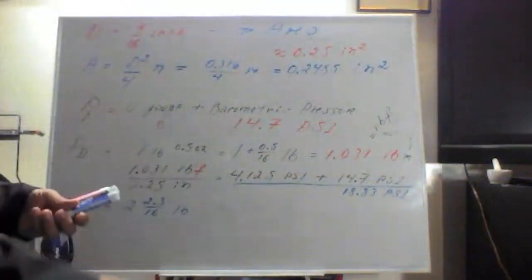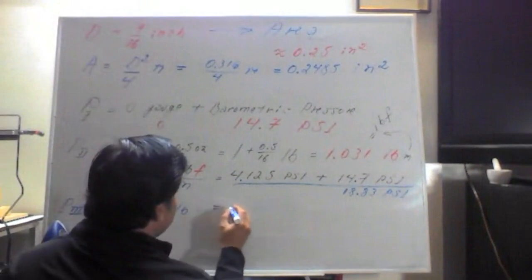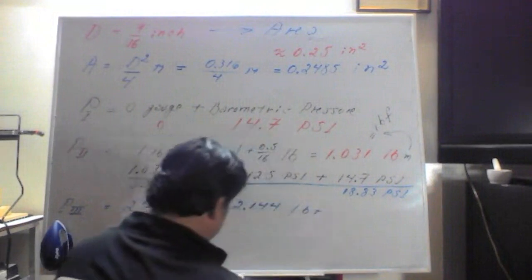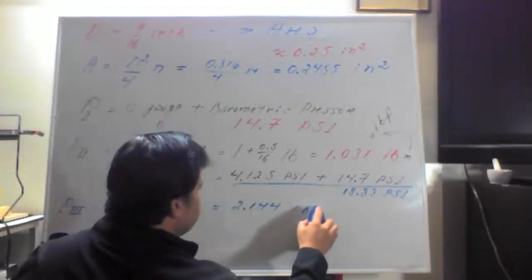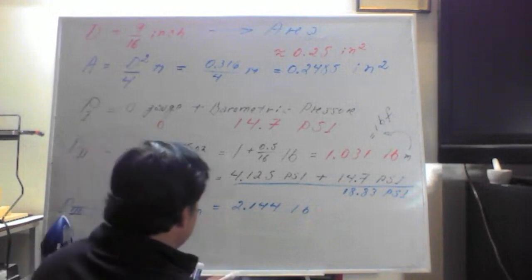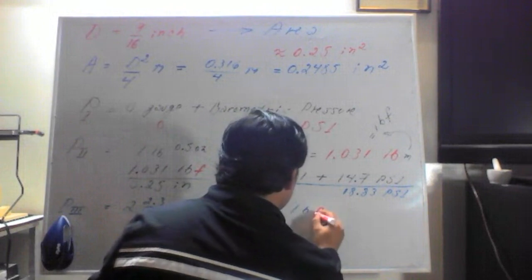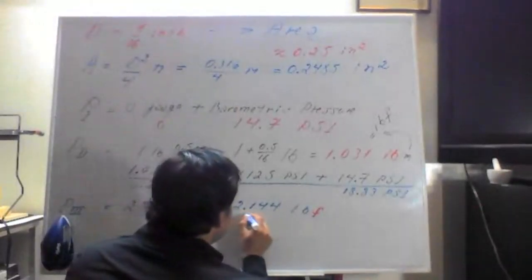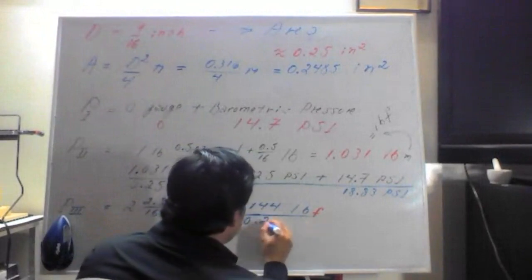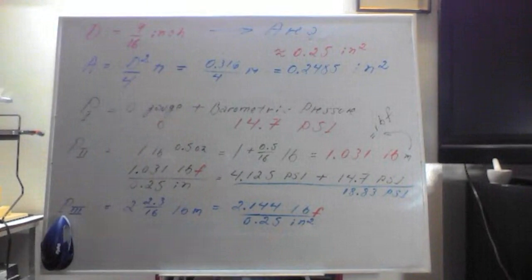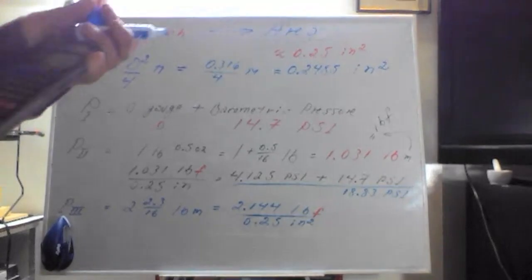2.144, and those are pounds of mass. Remember, we are relabeling it. In here we have pounds of mass, but because of the definition, we can claim that these are pounds of force now. Now we just put this together with the area of the plunger, 0.25 square inches, and we get 8.579, let's say 8.58.